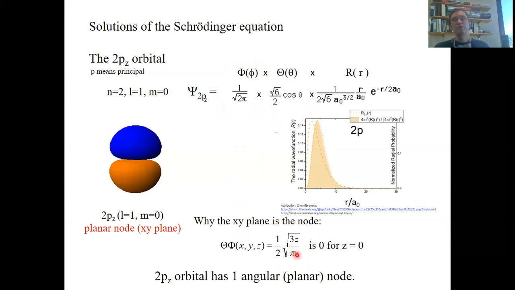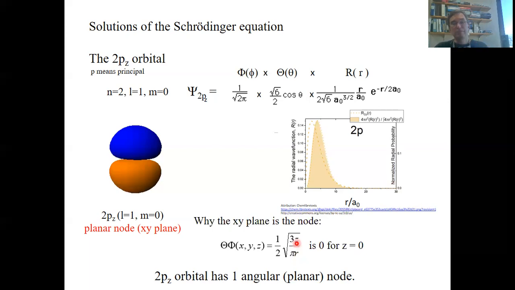Okay, so this term now defines a so-called planar node, which is a form of an angular node, which defines the shape of the orbital. We can ask, under which circumstances will this term become 0? Because if this term becomes 0, then the entire wave function becomes 0. Well, if z becomes 0, then obviously the entire wave function becomes 0.